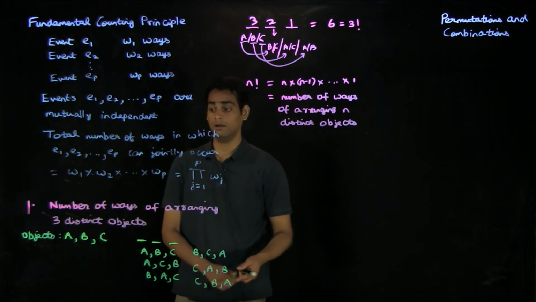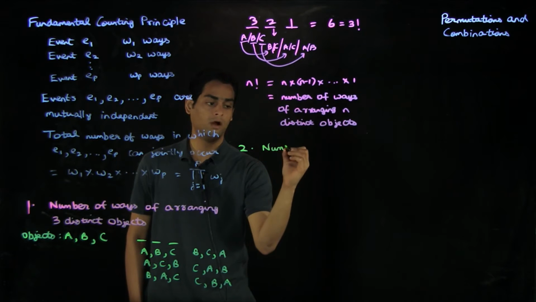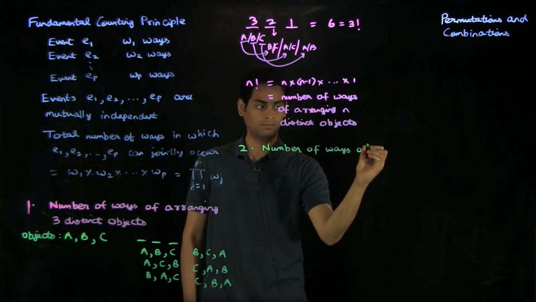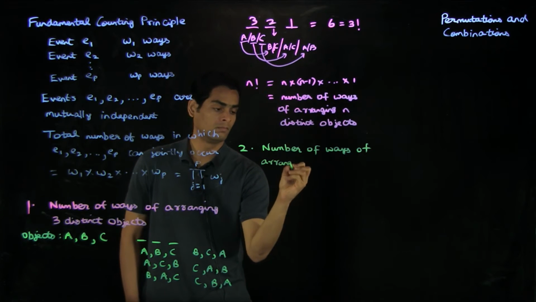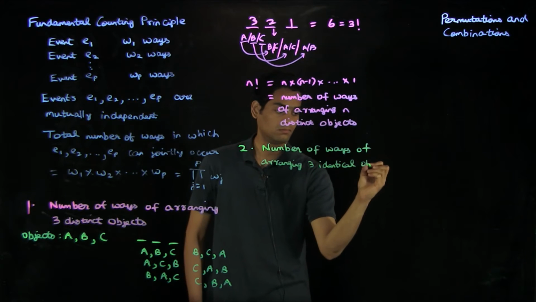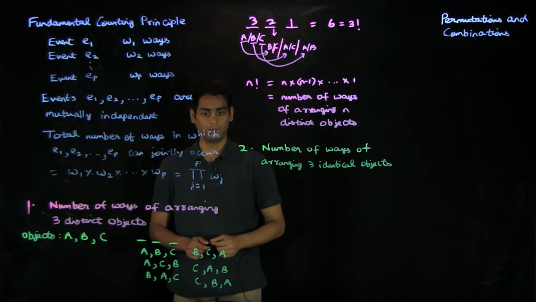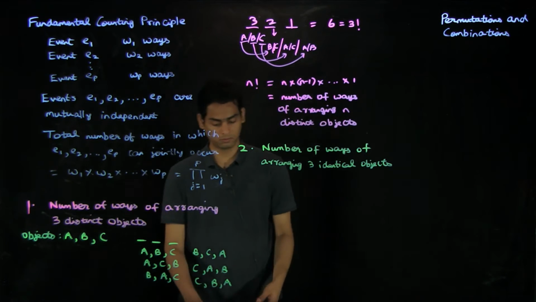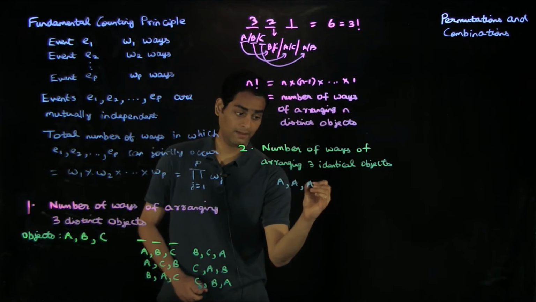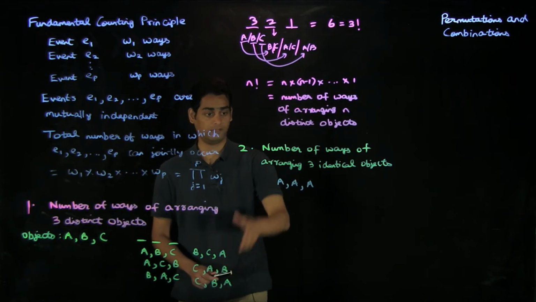So let's look at a related example. How many ways are there to arrange three identical objects? So in this example, we have 3 identical objects instead of 3 distinct objects. Suppose we call the object A. So now we have 3 objects which are A, A, and A, and each object is identical to the other objects.